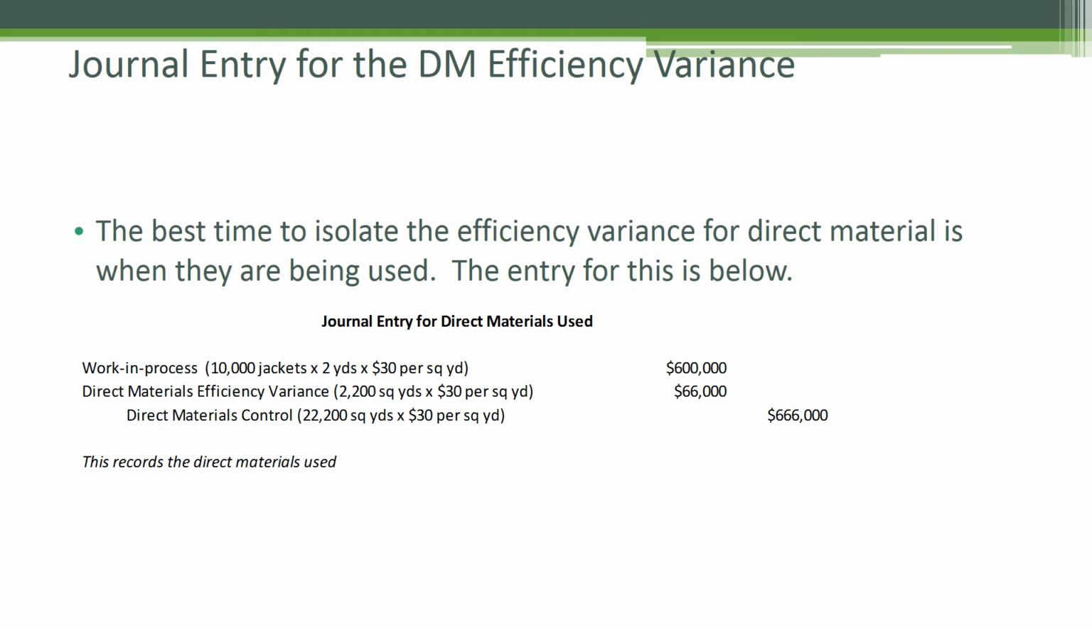Now remember, this is a debit balance because it was an unfavorable variance. And then you have our direct materials control, which is the actual quantity used of 22,200 times the budgeted $30 per square yard for a $666,000 credit balance.